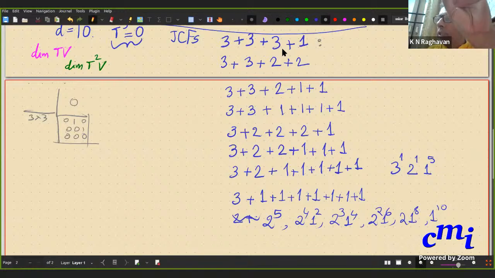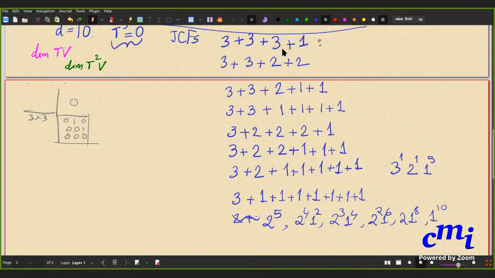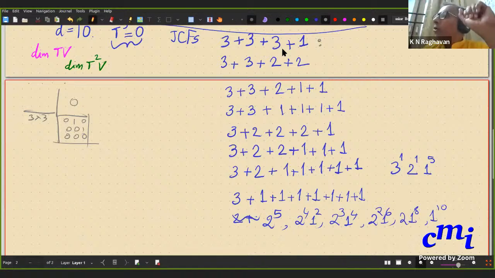Is V2 in the range? Yes, because V3 is going to V2. Okay. Is V3 in the range? Is anything going to V3? How do you answer that question?